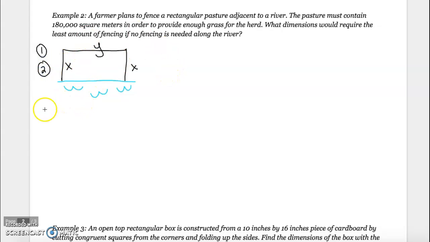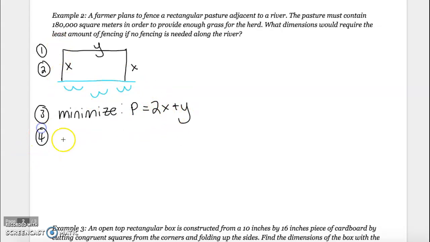And then what we want to do now is figure out what we're trying to maximize or minimize. So, what dimensions would require the least amount of fencing if no fencing is needed along the river? So we're trying to minimize basically the perimeter. I'm going to call it P again, and my perimeter would be the equation 2x plus y. This fence plus this fence plus this fence. This is what I'm trying to minimize.